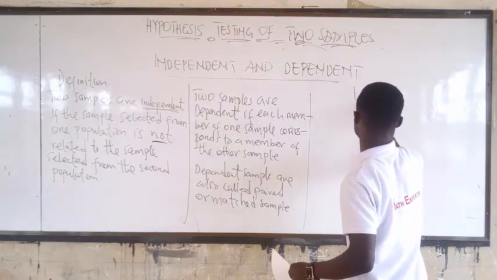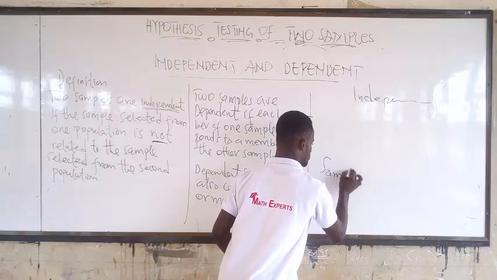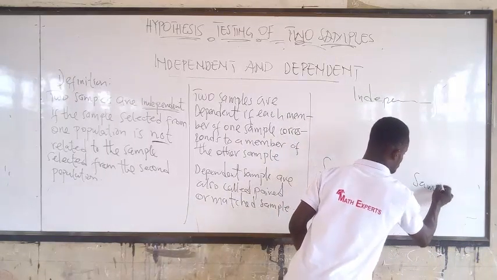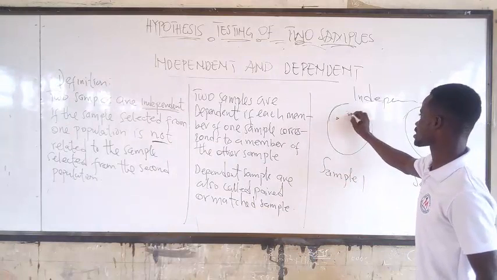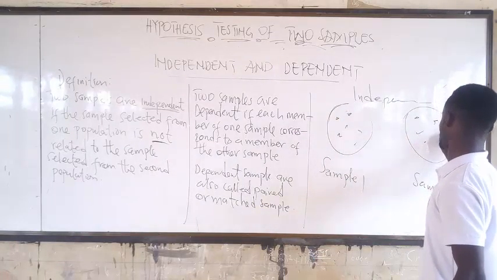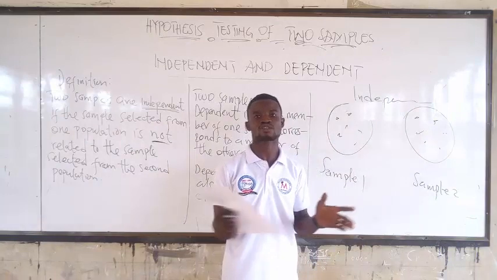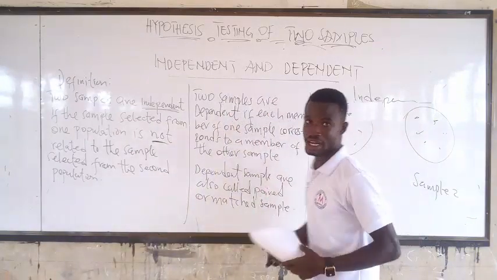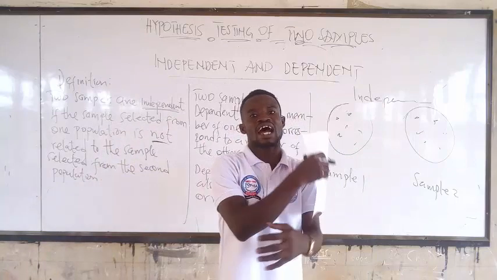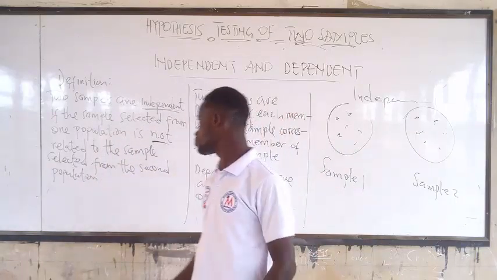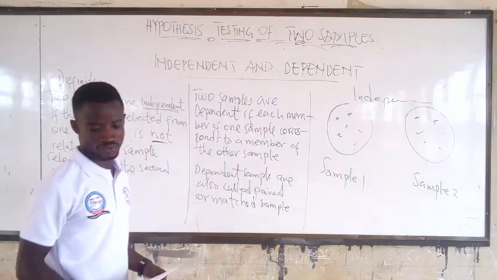So like the independent, let's say we have sample 1 and sample 2. You see that sample 1 and sample 2, none of it is related to each other. We can also say they are disjoint. If they are disjoint, that means there is no relation between the two. Then that makes it an independent sample.